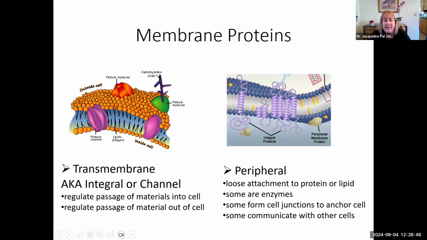And peripheral proteins can be attached to transmembrane proteins, or they can be attached to lipids. And some of these peripheral proteins are going to be enzymes. Some of these are going to form cell junctions to anchor cells to each other or to anchor cells to the underlying tissues. And some are going to be used for communications with other cells. So we'll learn more about this as the course goes on.